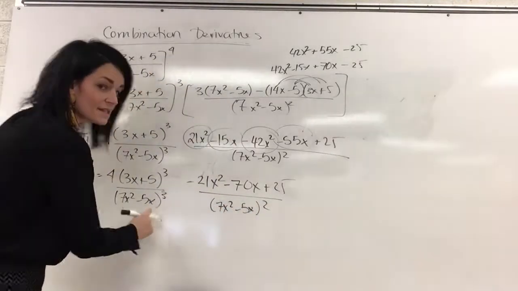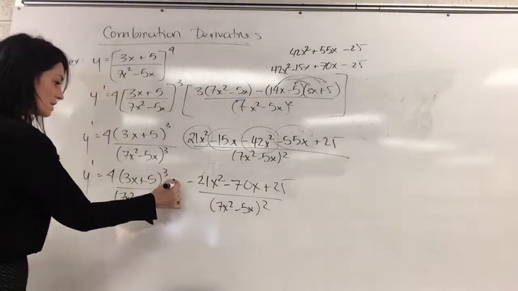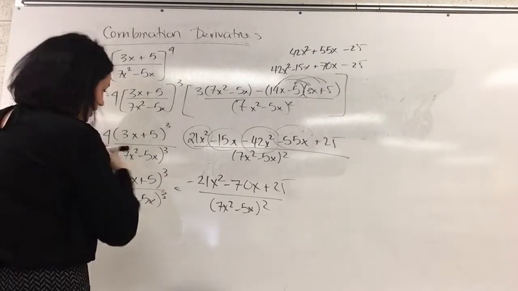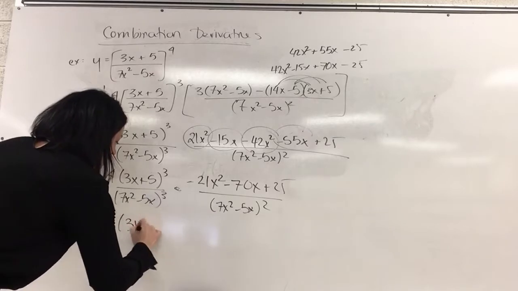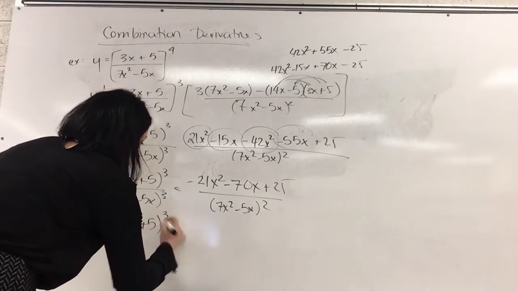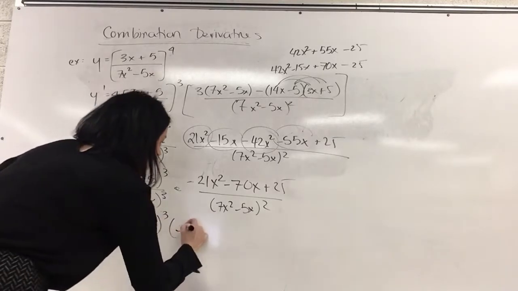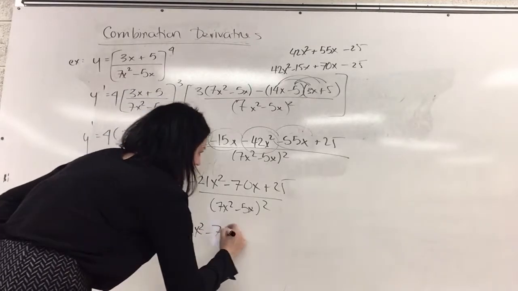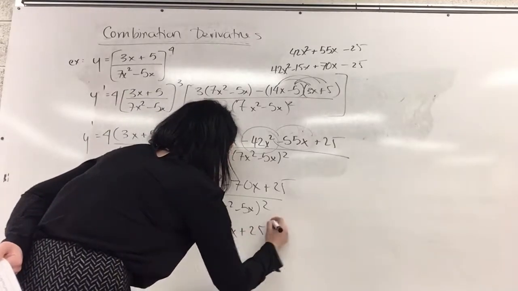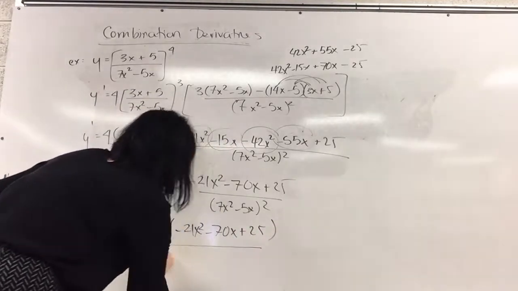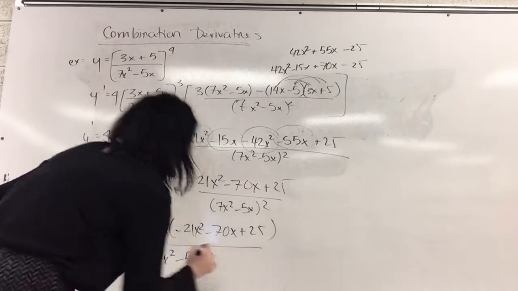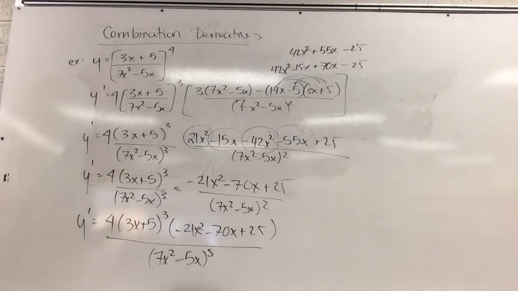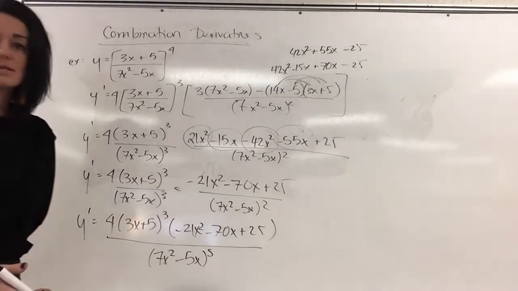Well, look, these have the same denominator, and this whole thing is just multiplying, so we can multiply the whole thing together and write it like 4 times 3x plus 5 cubed times minus 21x squared minus 70x plus 25, all over 7x squared minus 5x to the power of 5. So I would stop there and be very satisfied that that was that question simplified.